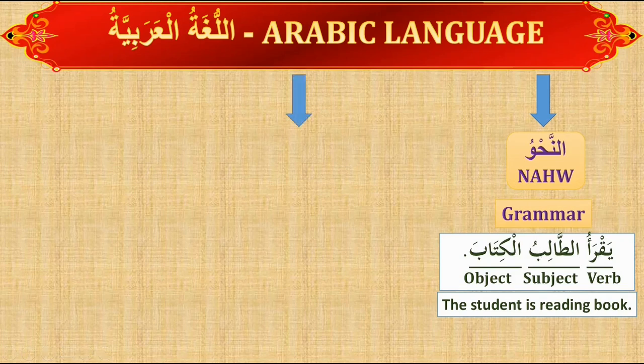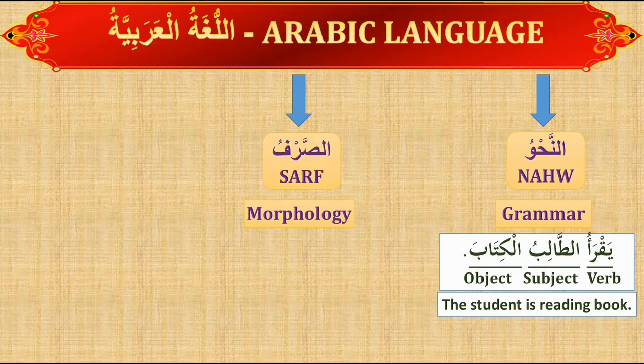The second science of Arabic language is as-sarf. It is often translated as morphology. The science of sarf is mostly related to verbs and that which derives from them.